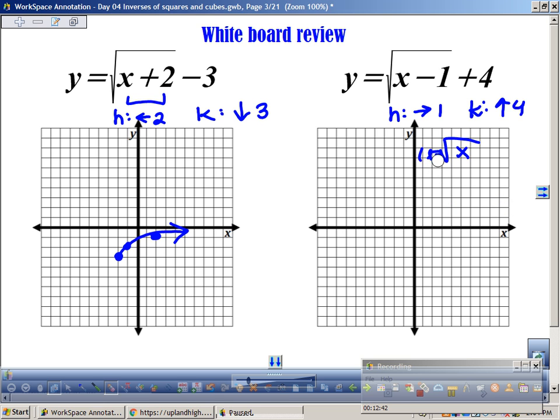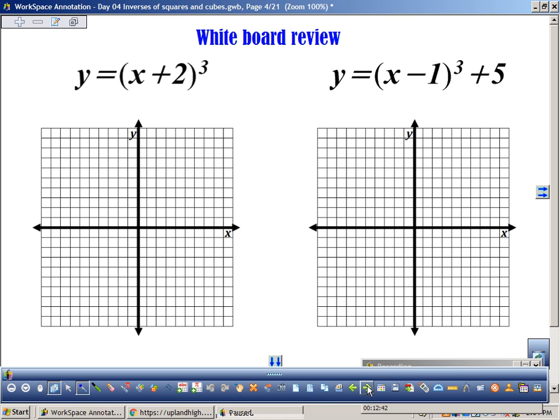Okay? All right. Because I have this shift, guys, that fourth point wouldn't be at 9, it would be at 10, right? Because it's shifted over 1. I think we're starting to get it. Okay, let's keep going. Let's try this one. Can you guys graph this one for me, please?